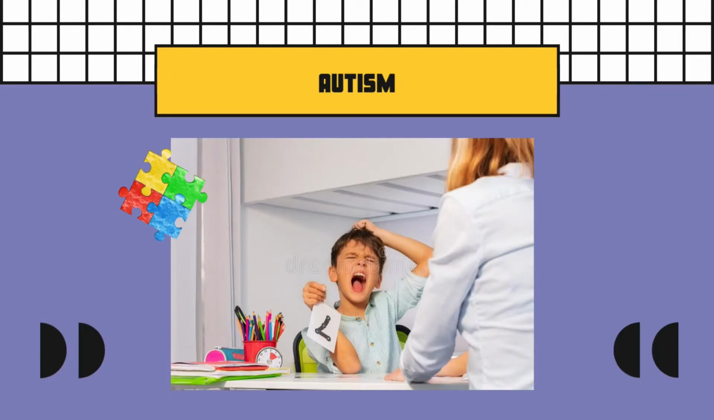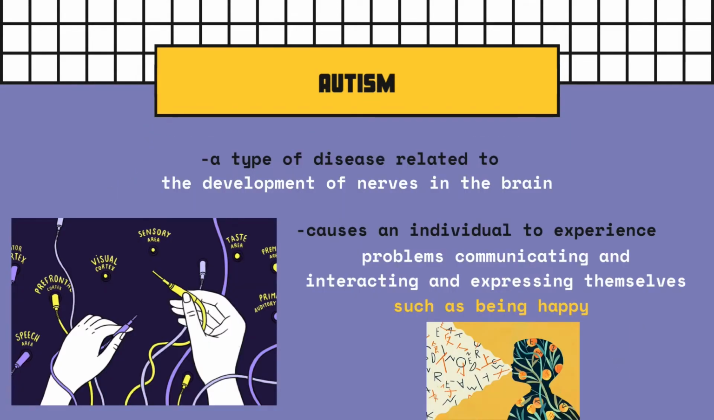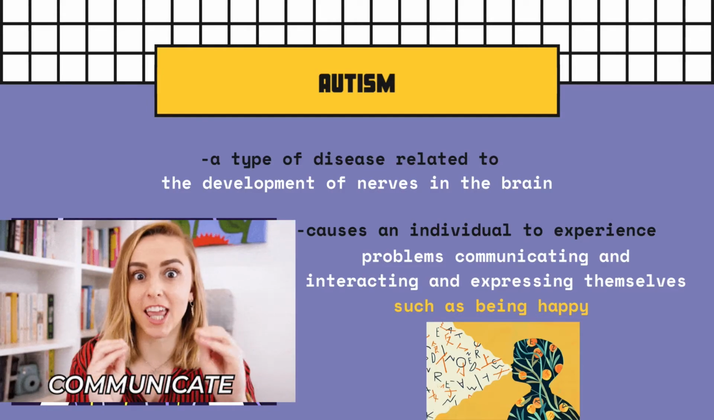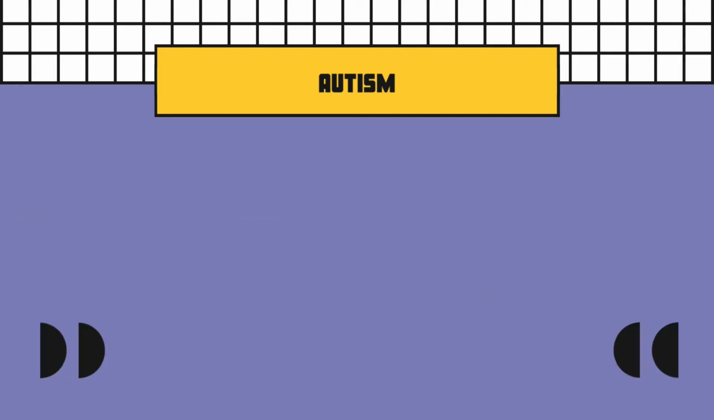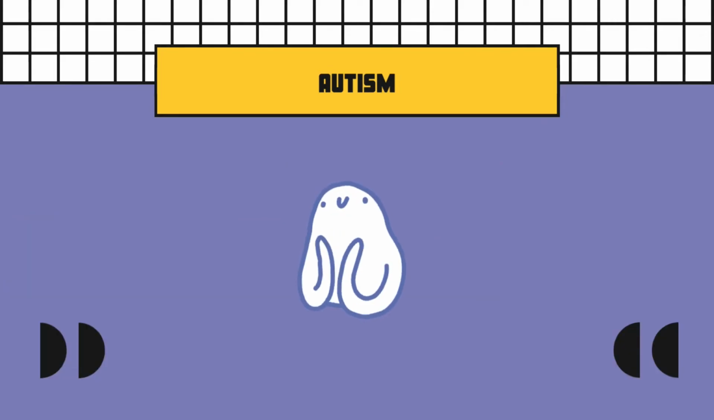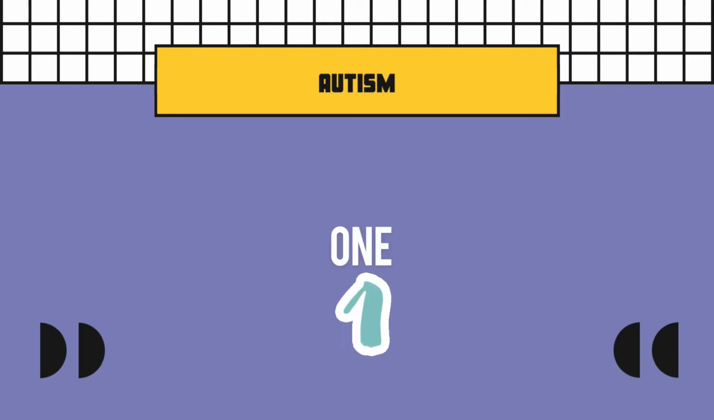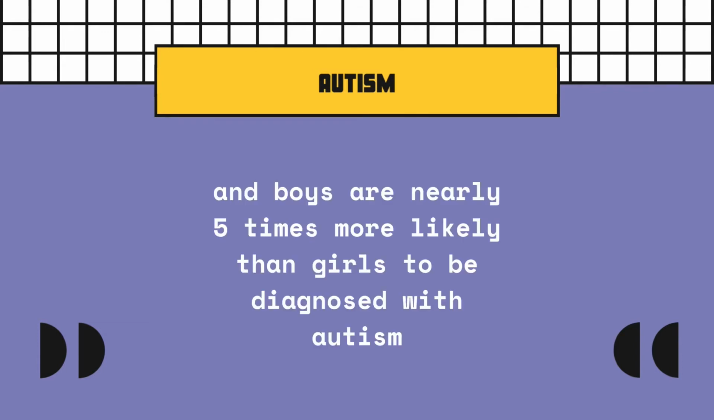And lastly, autism. Autism is a type of disease related to the development of nerves in the brain, and autism can cause an individual to experience problems communicating, interacting, and expressing themselves, such as being happy. Since this is the last disease I'll be talking about, I'll tell the last fact, which is autism affects 1 in 68 children, and boys are nearly 5 times more likely than girls to be diagnosed with autism.